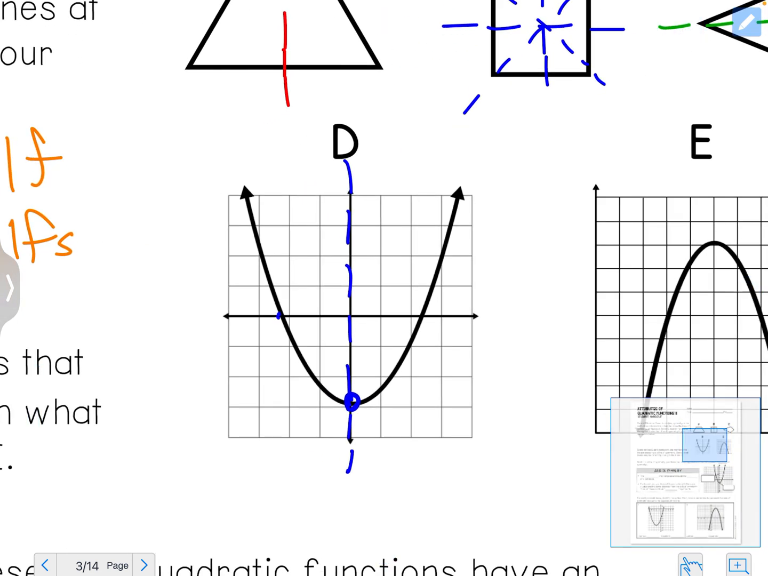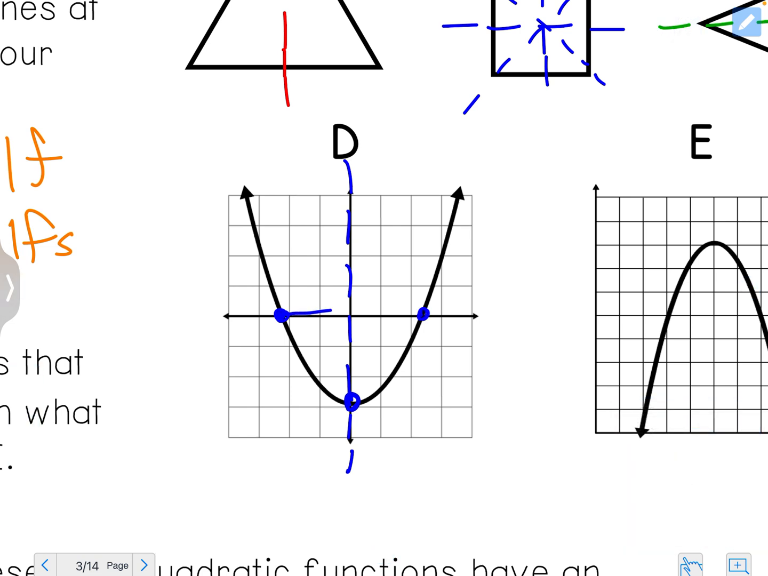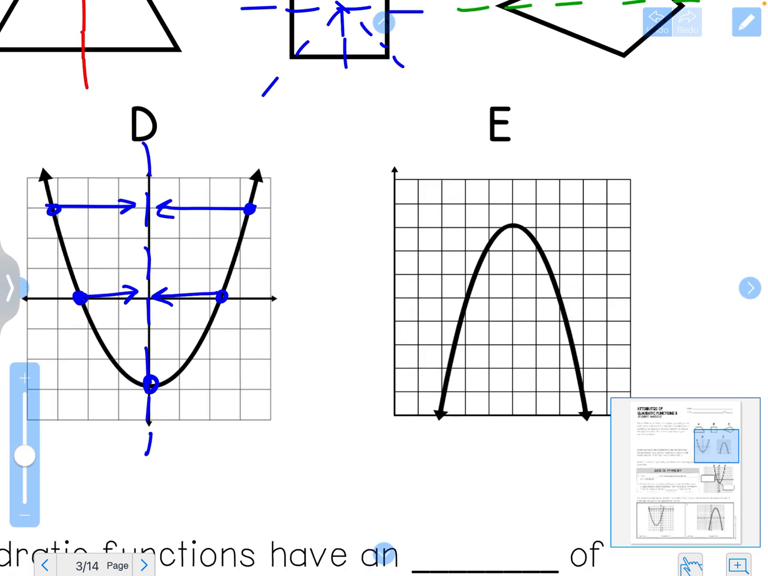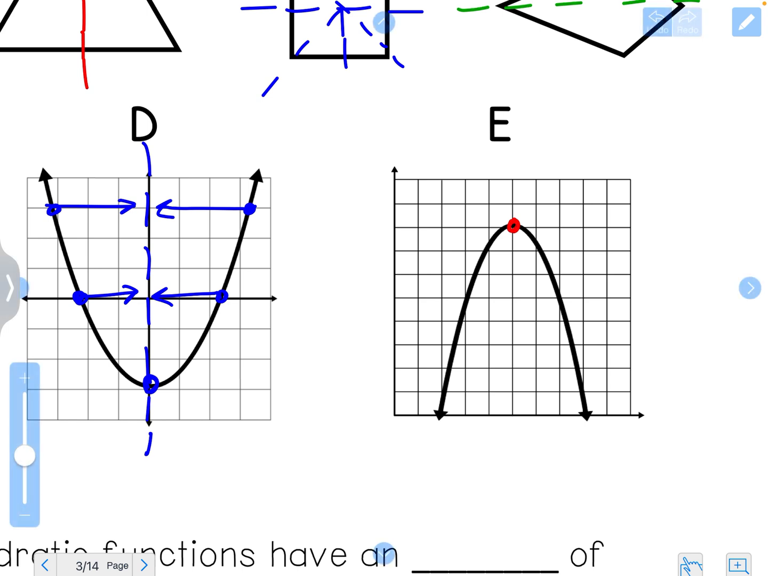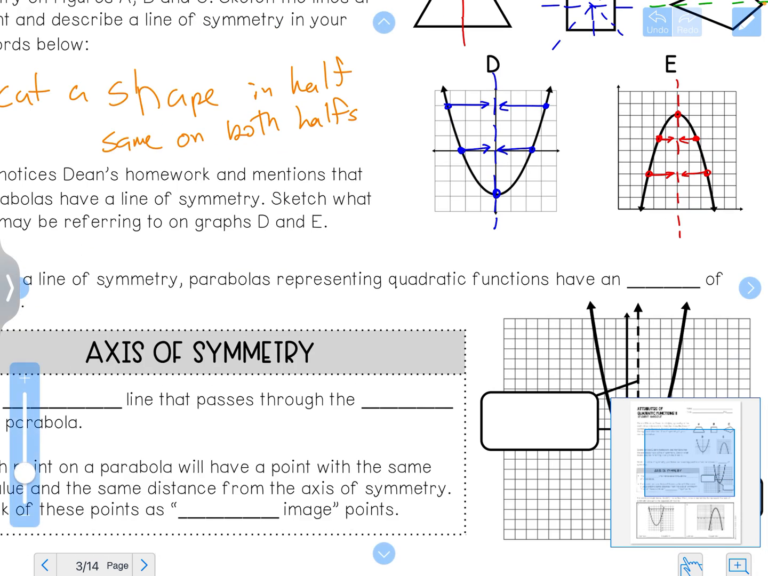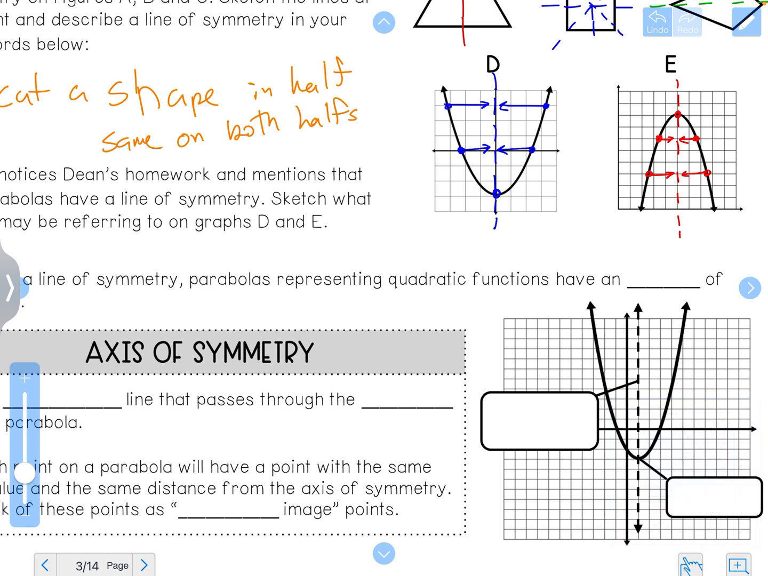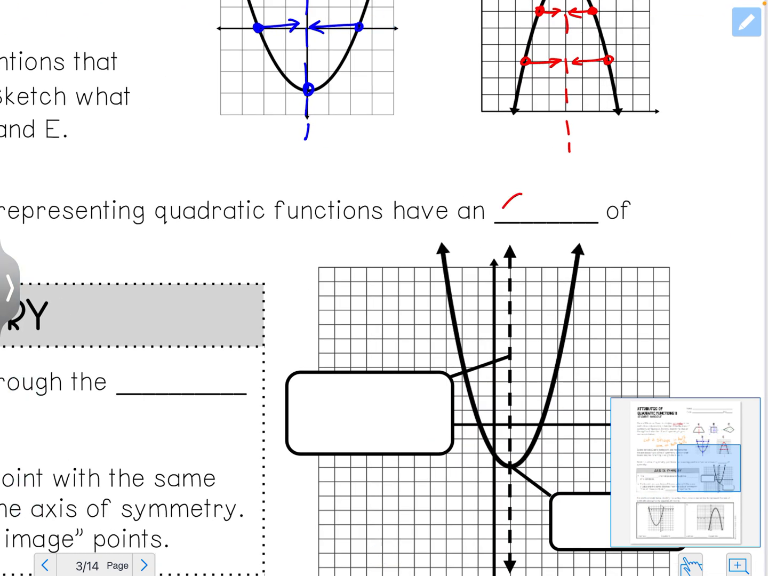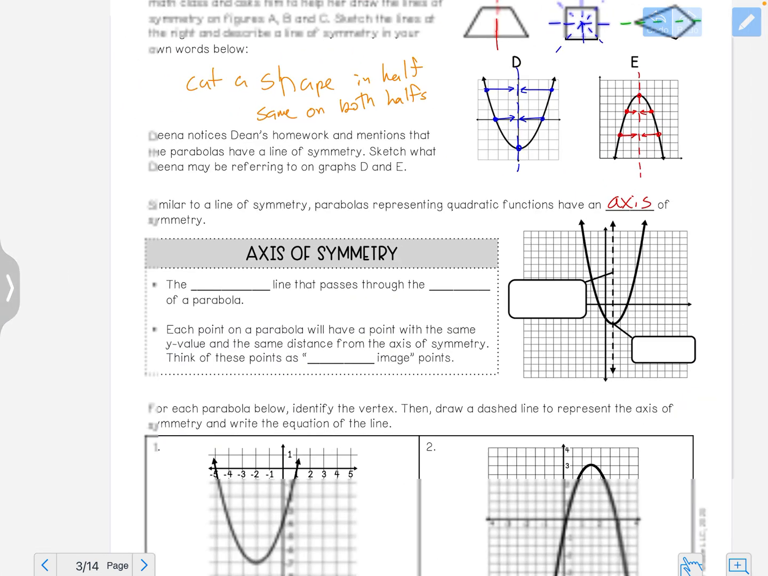What that means is that this point here and this point here are the same distance away from the axis of symmetry. Same thing goes for these two. They're the same distance away because that line cuts it in half. So again, we're always going to find the vertex, and that's where our axis of symmetry is, and everything on either side of that line is going to be the same distance away. All parabolas have a line of symmetry, and we call that line of symmetry our axis of symmetry.